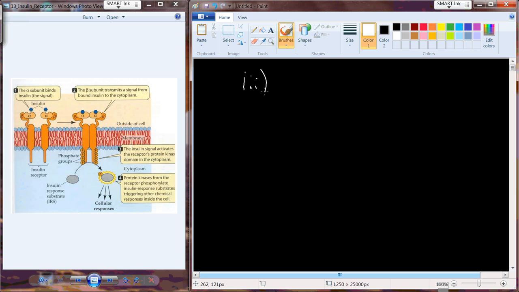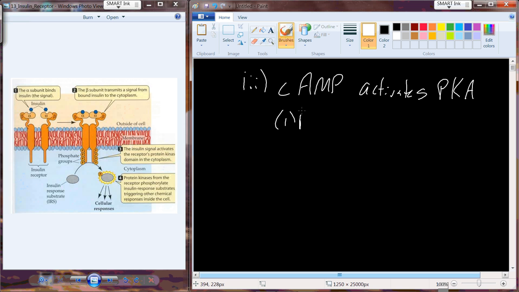In the middle of talking about the cyclic AMP second messenger system. Okay, so once cyclic AMP, which is our second messenger, is converted from ATP, it's going to activate a protein kinase. We're going to call that protein kinase PKA. PKA, protein kinase A, stands for cyclic AMP dependent protein kinase.